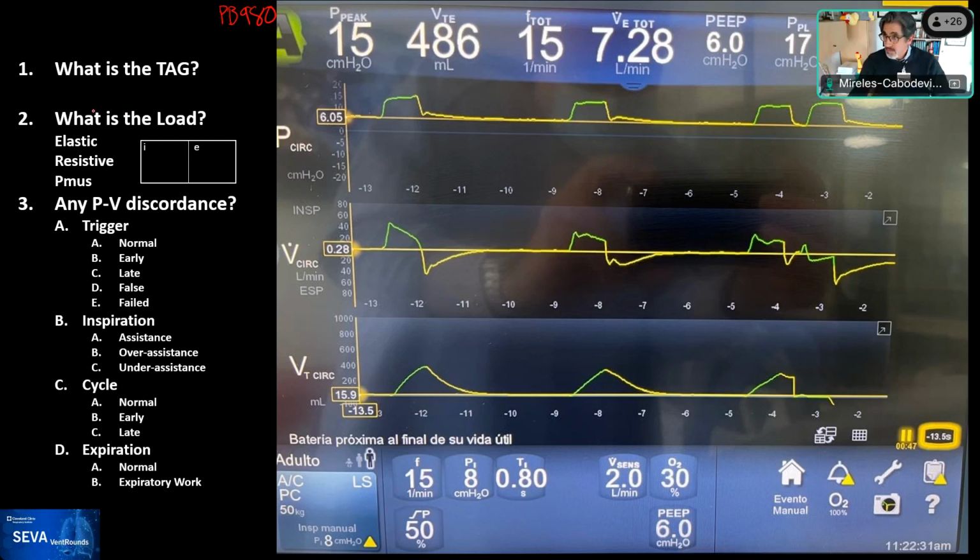All right, you got a fair amount of PC-CMV, Jorge. Yeah. This is a PC-CMV. You can see it in the lower corner. It says PC and assisted control in this ventilator. So yes, this is a PC-CMV. So what is the load? What is the inspiratory and the expiratory load in this graphic?